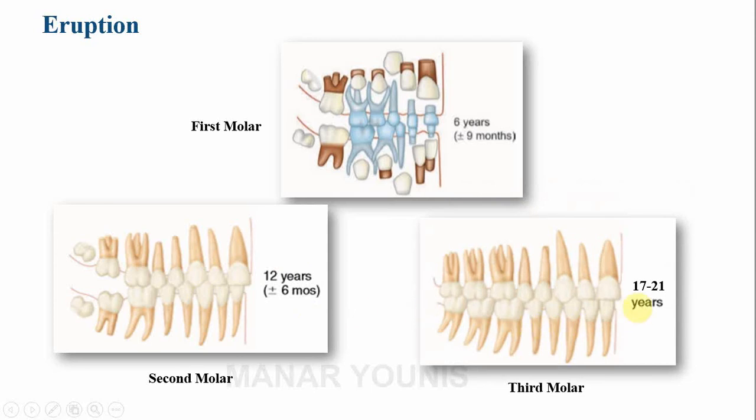Third molars erupt even later, between 17 to 21 years of age. Therefore, they show first evidence of calcification very much later compared with the other permanent teeth, at the age of 7 to 9 years.